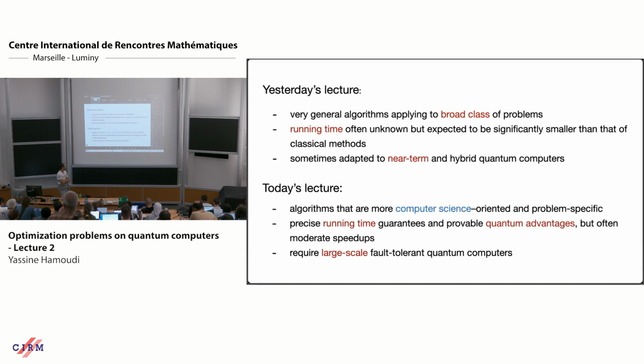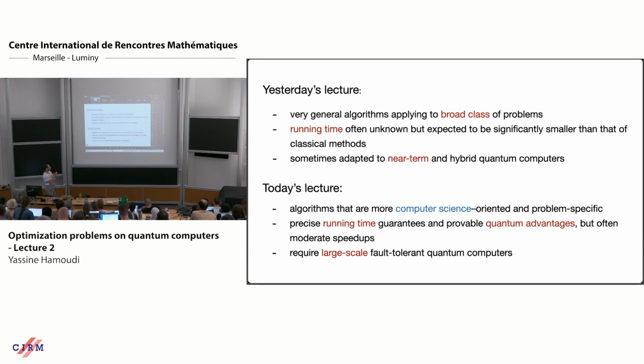Okay, so let's move to today's topic, and I'm going to compare the properties of the kind of algorithm we're about to see. So first, today's is more oriented towards computer science. The algorithms are much more combinatorial in nature. We'll talk a lot about complexity theory, running time, and also they are more problem specific. So they are less universal than what we saw yesterday. They are really adapted to specific classes of problems.